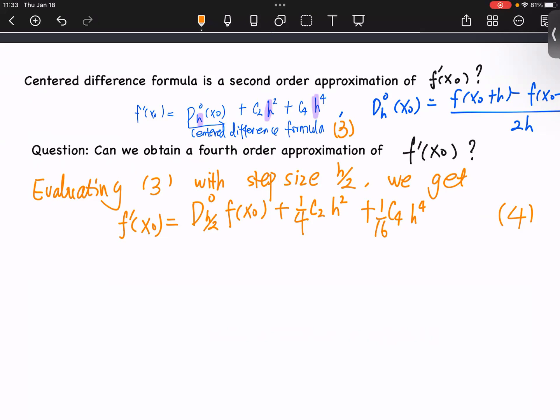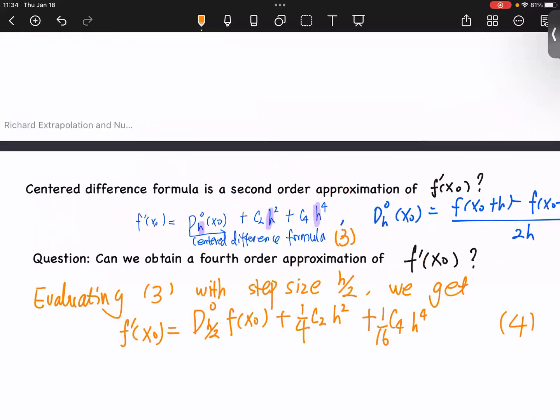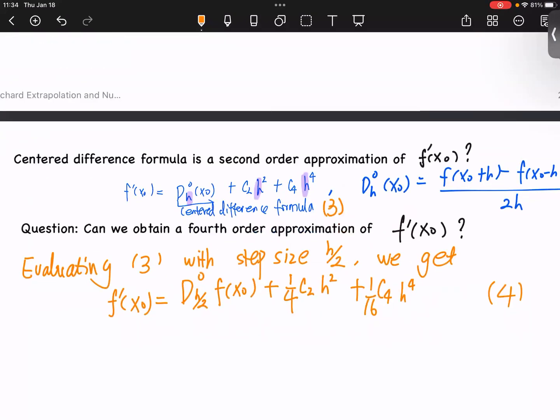So could you combine formulas 3 and 4 to get a fourth order approximation? The idea is cancellation. It's similar to what we have in the Taylor expansion. We do some subtractions and additions to get the cancellations. If you take a look here, we have a second order term here, and we also have a second order term over there. So we want to remove this second order term in these two formulas, and what can we do?